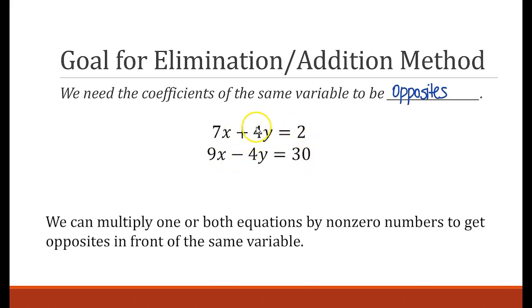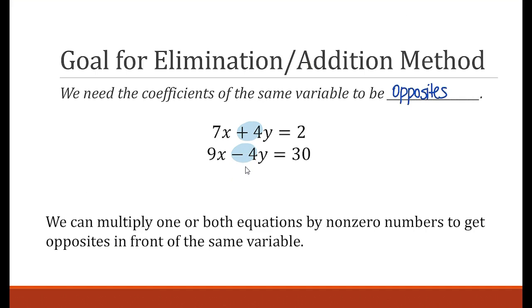And then what we need is a situation like what's happening right here, which is that the variable y has a coefficient of positive 4 in the first equation and negative 4 in the second equation. So I have a pair of variables that have opposite coefficients. So that's the goal. That's what I need to happen. And in this one, it's already happening, but it's not always like that.